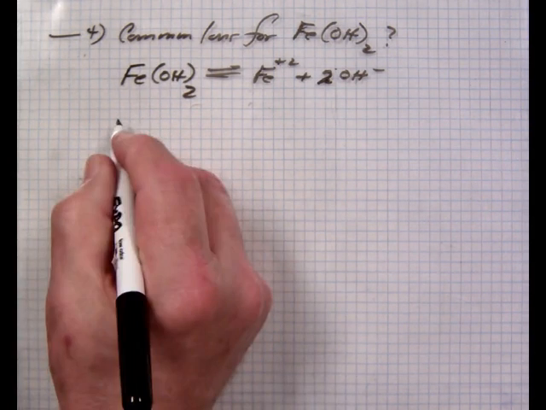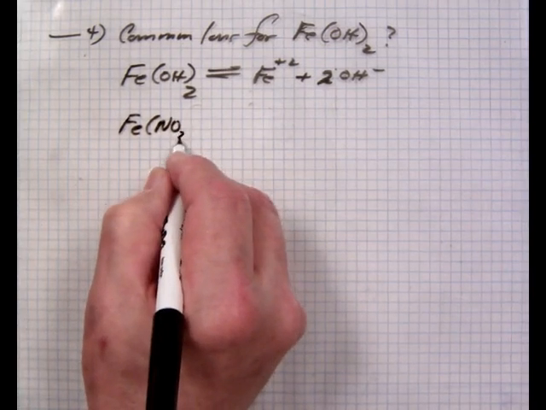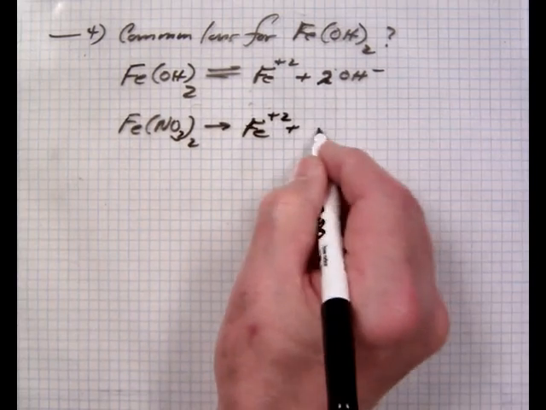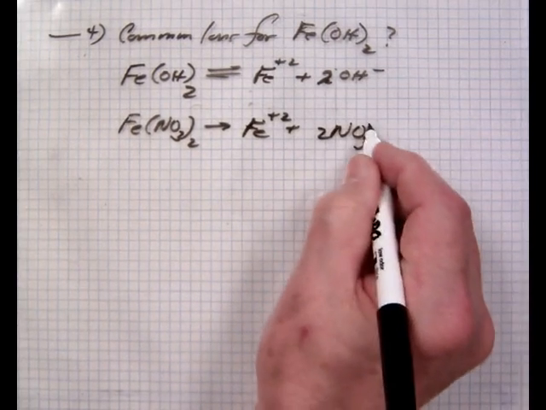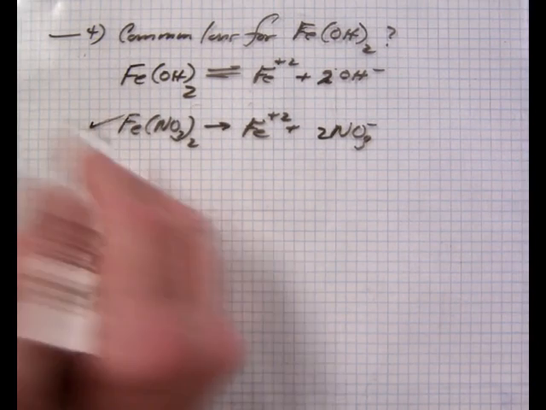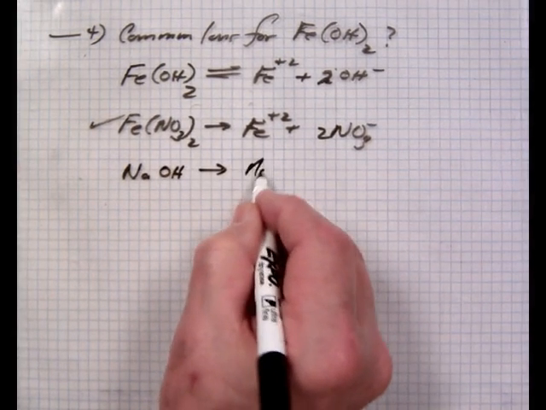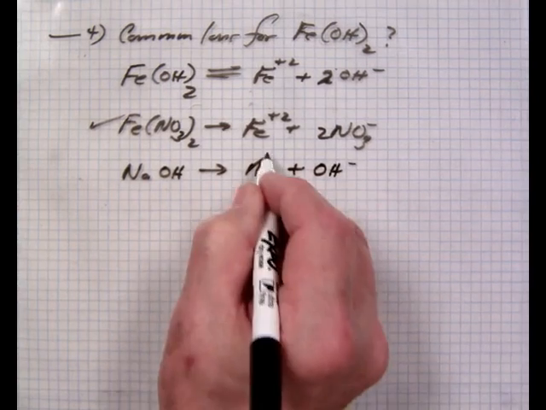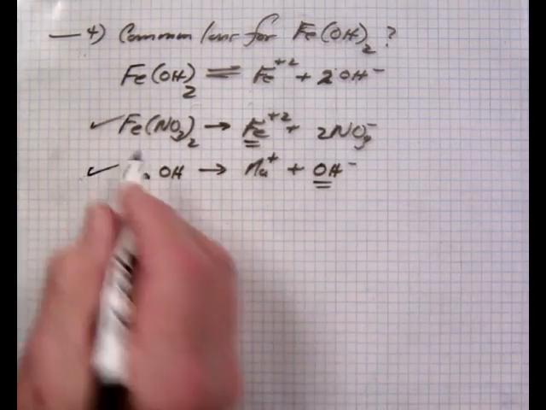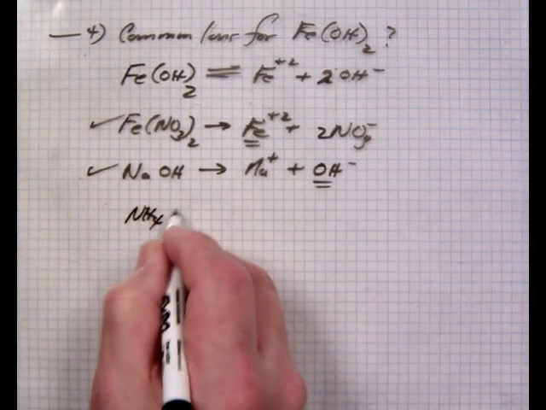So we gave you FeNO3, and it will ionize to Fe plus 2 and NO3s, and yes, that's a common ion. And sodium hydroxide, we know, is sodium plus the hydroxide, and yes, that's a common ion also. And ammonium hydroxide will do the same.